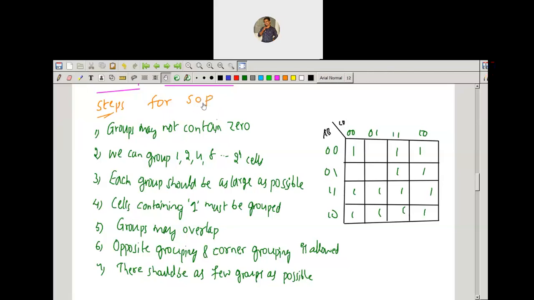So we're not going to group the cells which contain zeros. We'll group only the cells which contain logic ones. Okay, so groups may not contain zeros.